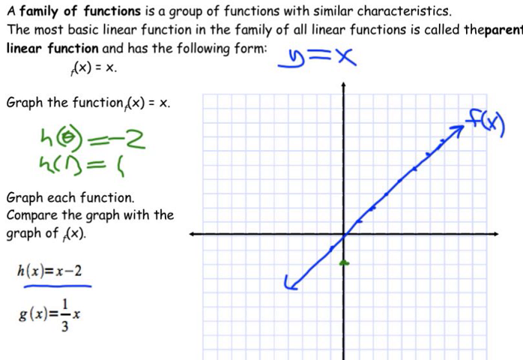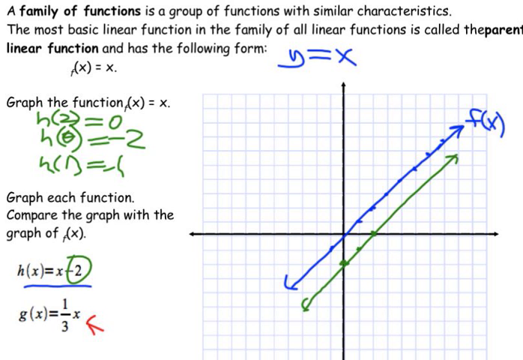So when x is 1, the value is going to be 1 minus 2, which is going to be negative 1. So 1 right there. So when x is 2, the value is going to be 2 minus 2, which is going to be 0. So it's going to be 2 over and 0 up or down. So it's going to look like that. We got our 3 points, and so we know we got a straight line here. It's going to look like that. So they look very similar, don't they? They just are shifted. They're shifted down 2 because of that value there, that y-intercept value.